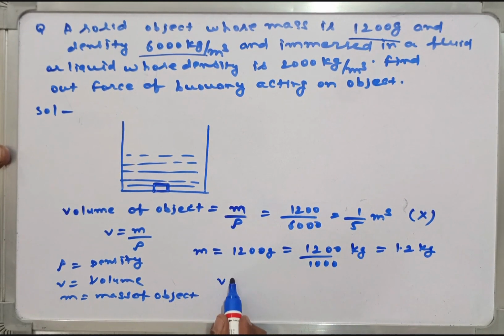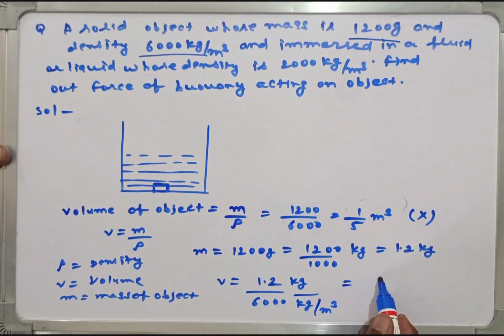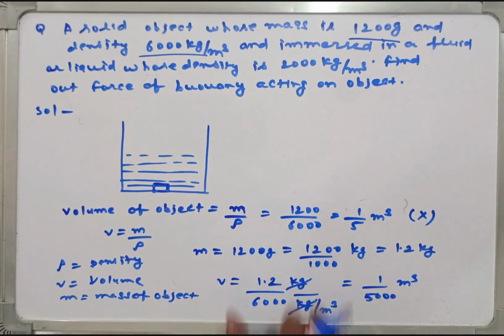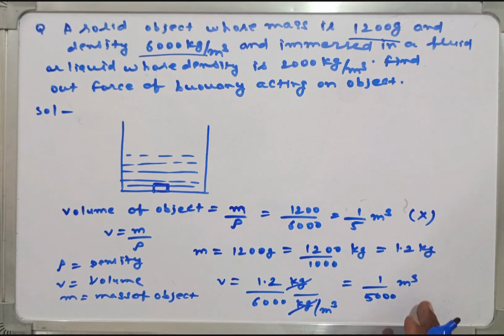Now the volume V of the object equals, see, this is now in kg, and this is meter cube. So we can write 1 by 5000 meter cube. The kg unit cancels out, and the m3 goes to the numerator. So guys, it is always necessary to start by writing the units, then you will not get trapped in a tricky question. Just I got trapped here. Now the volume is known to you.